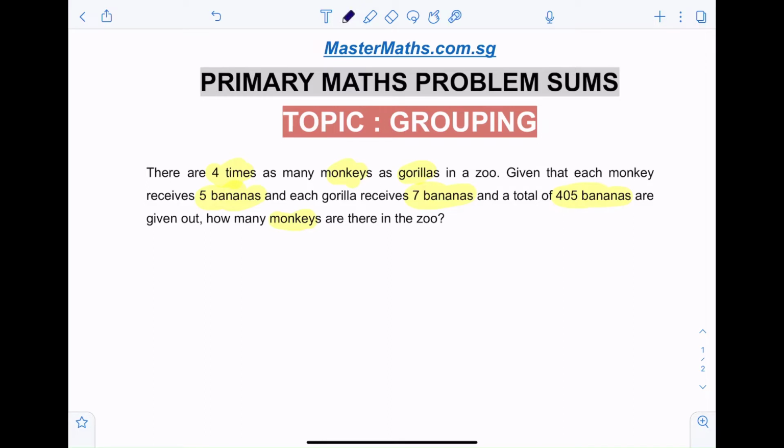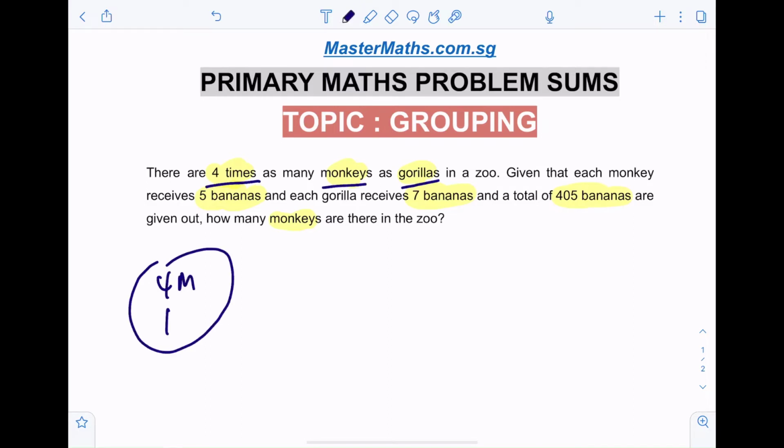Now, from the first statement here, we are able to group 4 monkeys with 1 gorilla. Okay, this is called one set, or you can put one group as well, that's fine. Now, in a group itself, how many bananas are given out?